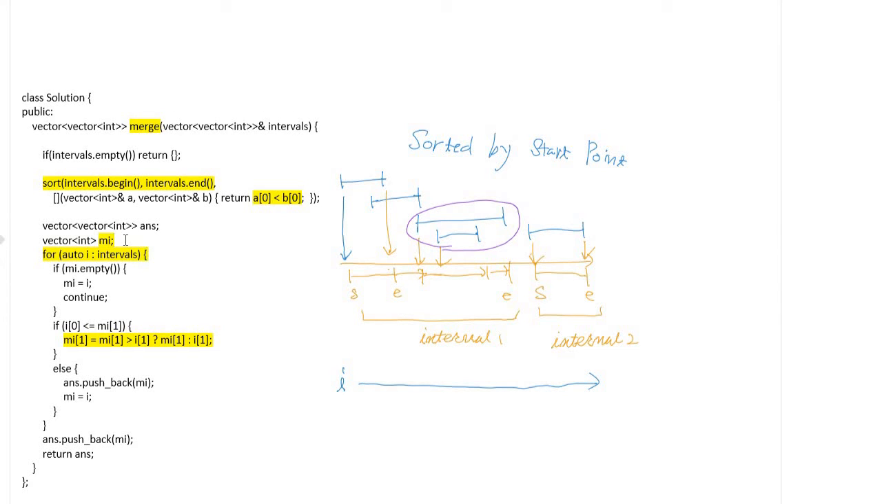Okay, let me explain mi. mi is the integer array representing the current merged interval as the iterator i moves. mi is updated into larger intervals by overlapping neighbor intervals. This is the condition checking overlapped intervals. I just marked it in green color in the diagram. At the beginning, mi is initialized with the first interval.